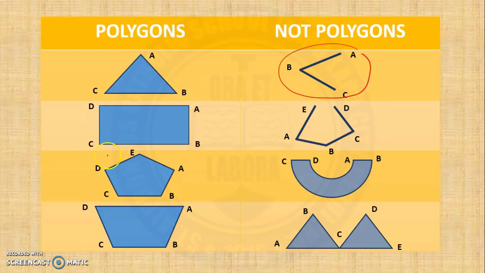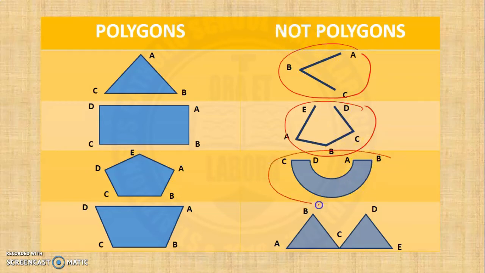Now, look at these examples. All of these examples are closed figures. It's because polygons should be a closed figure. Now, this next figure here has the same reason as the first one. It is not a closed figure. That's why it is not a polygon.